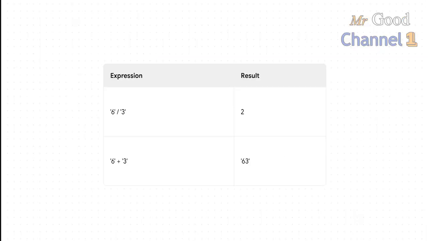Okay, check this out, because this is where it gets really interesting. When JavaScript sees two strings that look like numbers with a division sign between them, it's actually pretty smart. It figures, hey, you probably want to do math, so it converts them and gives you 2. Makes sense. But use the plus sign, you get 63. What's going on? Why the totally different result?